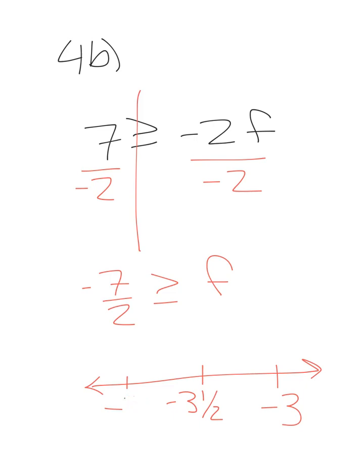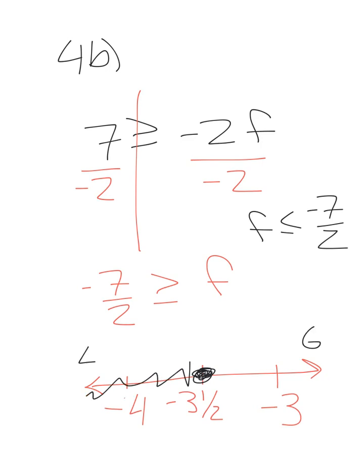It is a closed circle because there is a line under my inequality. Be careful, notice my f is on the right. So when I do this, I would encourage you to flip this around. If negative 7/2 is greater than f, then that means that f is less than negative 7/2. Less than means I'm going to shade to the left.